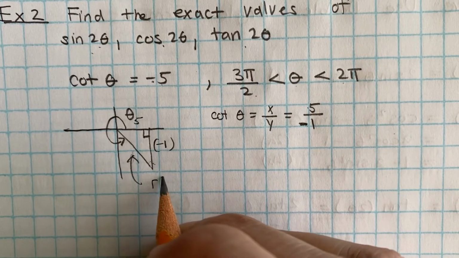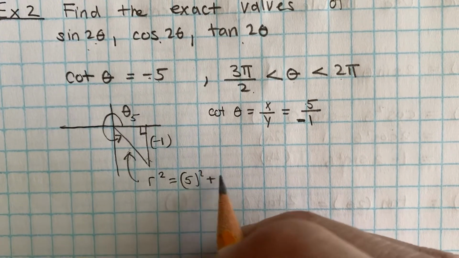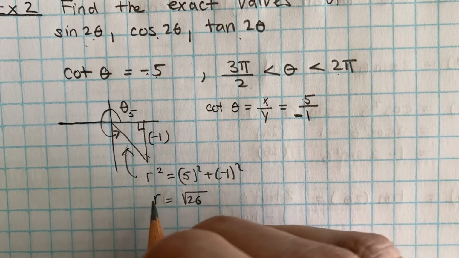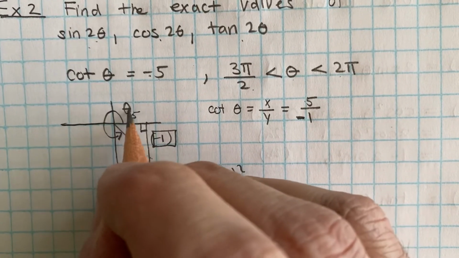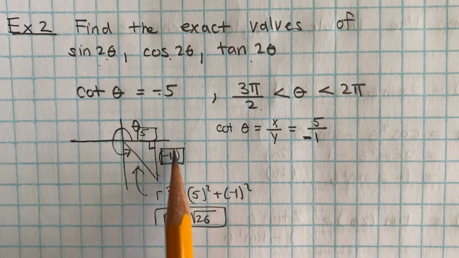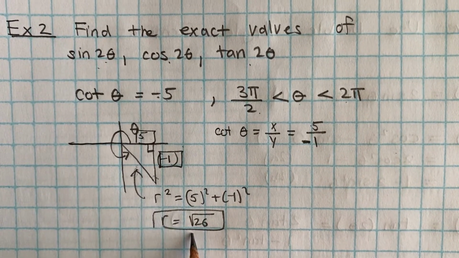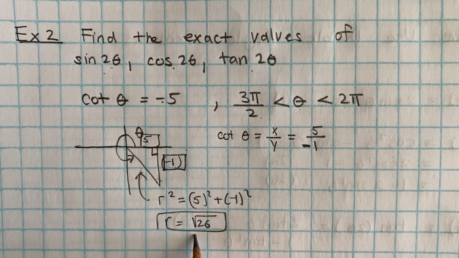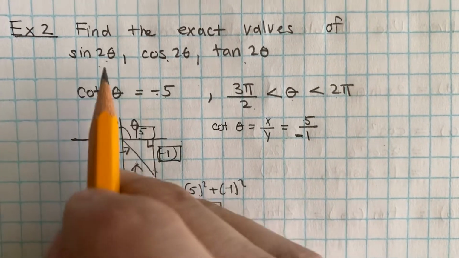So using the Pythagorean theorem, r squared is 5 squared plus -1 squared. R is the square root of 26. Okay, so your triangle, all 3 values are found and labeled. Your x is 5, your y is -1, r is root 26.